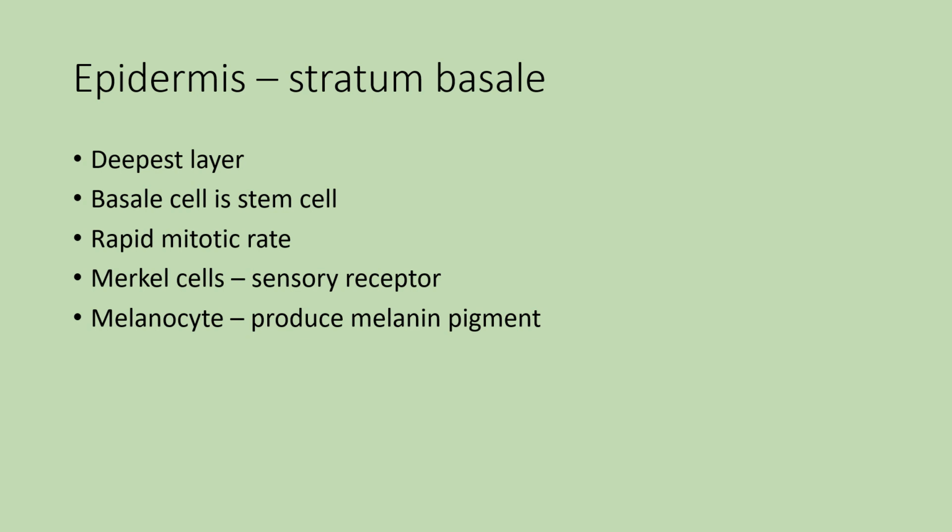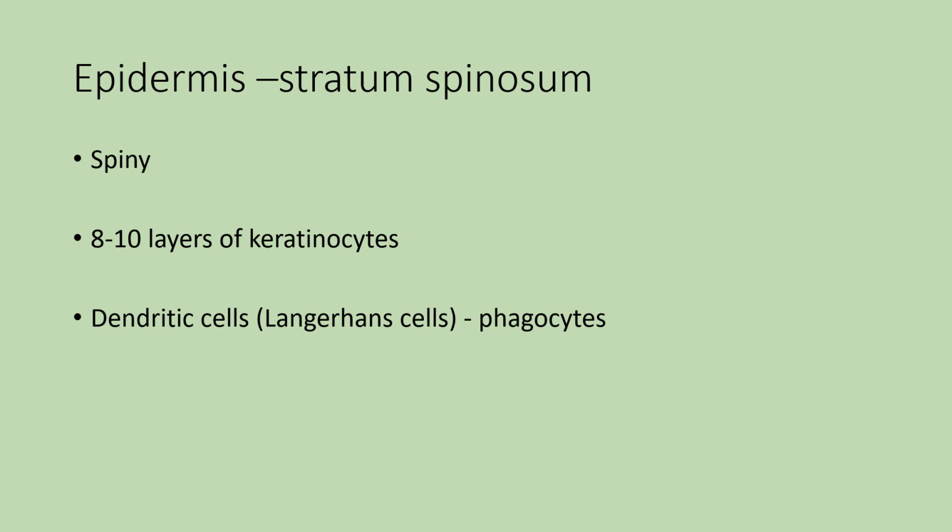Now, there are other cells, as you saw in that previous picture, that are embedded in this layer. You do have Merkel cells. These are a sensory receptor. And then the melanocytes do produce that pigment melanin. Melanin, we're going to see again, does help protect the cell, protects the DNA from UV penetration.